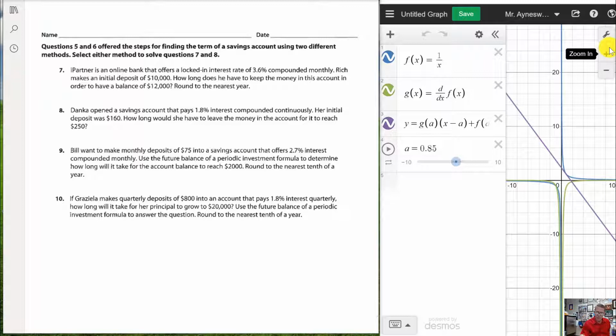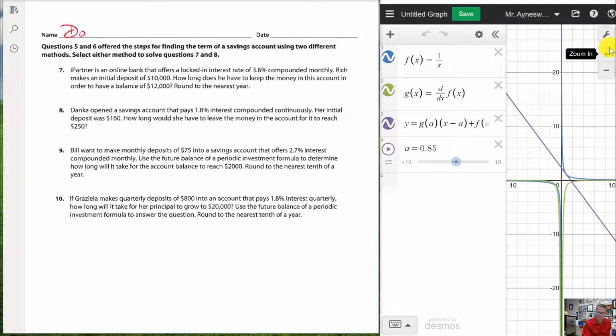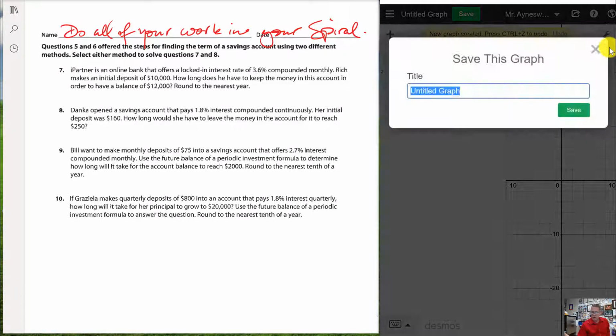And when we do this here, do all your work in your spiral. There's not enough room, obviously, in these teeny little spaces to do all your work. So do all of your work in your spiral. And that's kind of standard. Also, get Desmos ready, and then save your work in through here. Just type in some keywords here, like section 2.10.